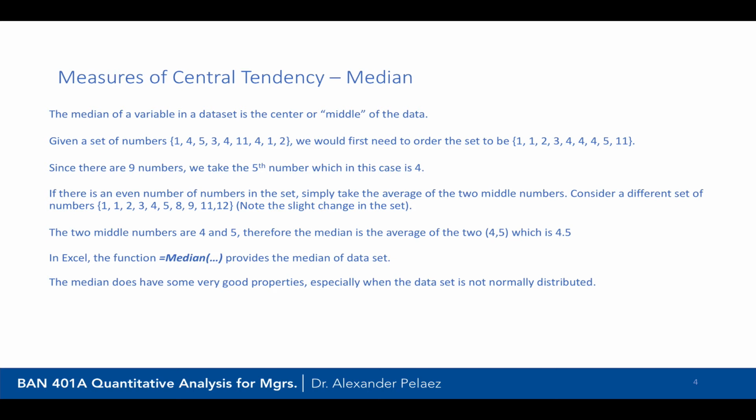Now, the median itself has very good properties, especially when the data is not normally distributed and you don't have that bell curve. Consider the fact that there are certain distributions or data sets that don't have a normal bell curve, and the median is actually a very good approximation there of a measure of central tendency for those types of distributions. In fact, if you do have a bell curve, the median and the mean will actually be very close or identical.